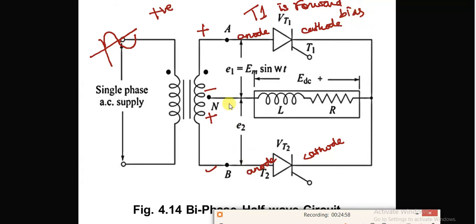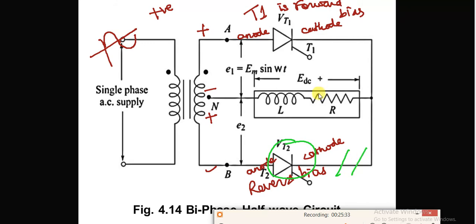And for this SCR, the anode is negative, so this SCR is reverse biased. If it is reverse biased, what does that mean? It means this SCR is of no use during the positive half cycle. During the positive half cycle, this is of no use, meaning this is an open circuit.